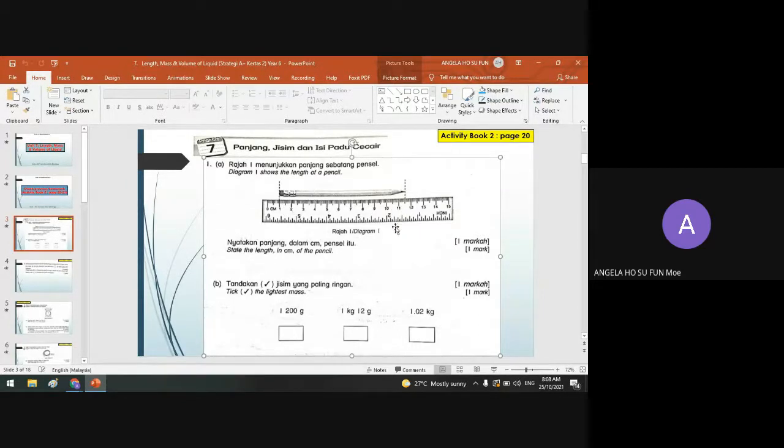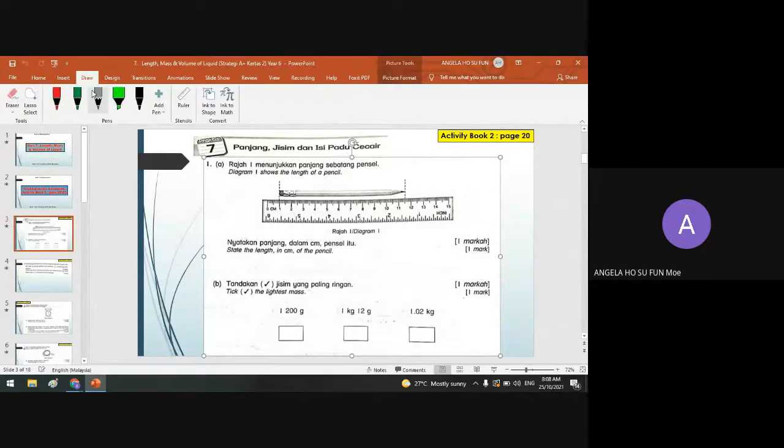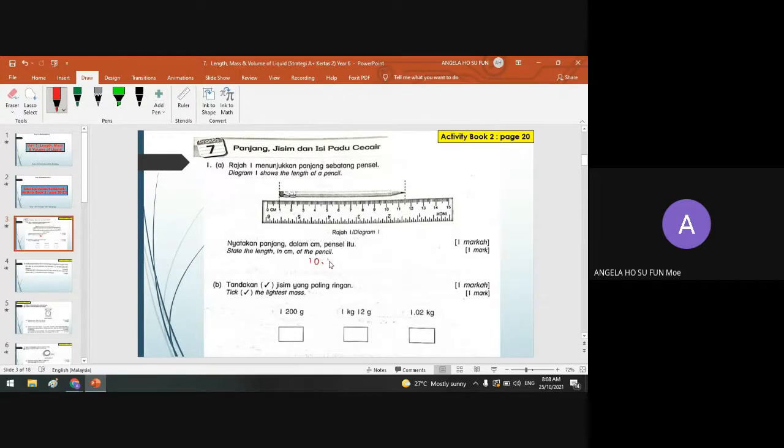11.5, when you minus 1, your answer will be 10.5 cm. They want the answer in cm, so your answer will be in cm. If you write this, you will get 1 mark. Then after that, part B.